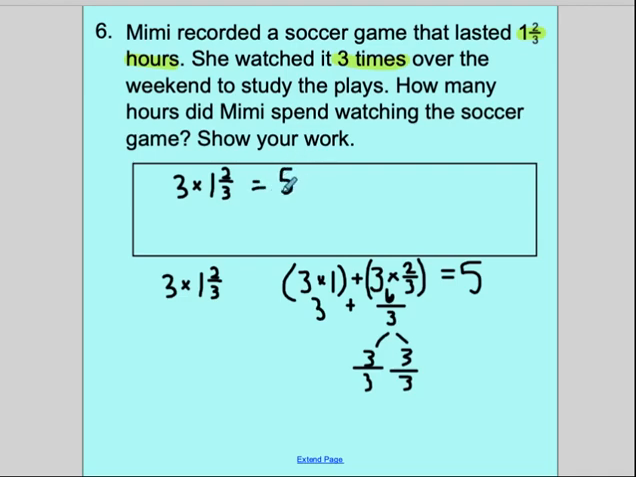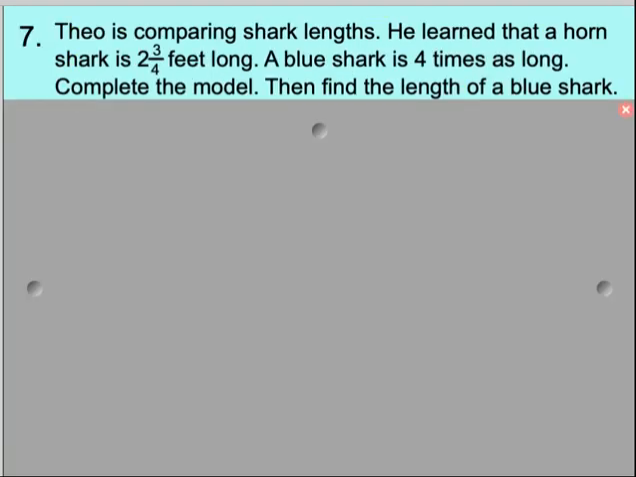All right, and it did say we have to show our work. It doesn't say we have to explain our thinking. So I think we are good to go for this one. Number 7, Theo is comparing shark lengths. He learned that a horned shark is 2 3/4 feet long. A blue shark is 4 times as long. Complete the model, then find the length of a blue shark.